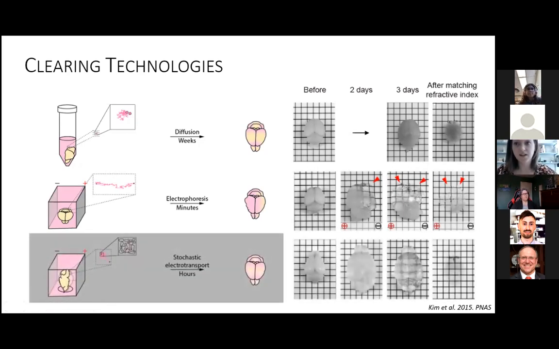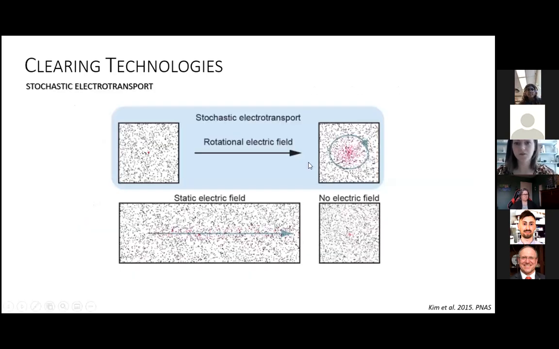So something that they've developed is something called stochastic electrotransport, where they create a rotational electric field that essentially speeds up the process of passive diffusion. So for example, here at the bottom, we have a static electric field where there's no rotation, and the pink represents the solution going through the different molecules. So we don't have a lot of movement here. But if we introduce a rotational electric field, we can actually increase the rate of diffusion and we can get a much better clearing result.